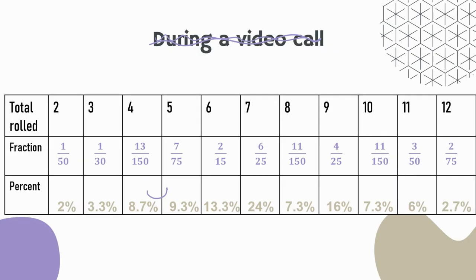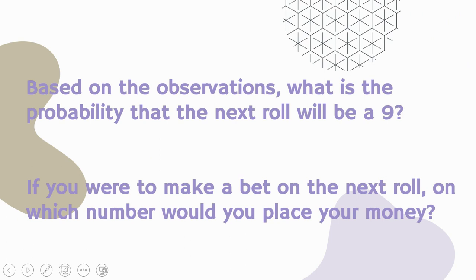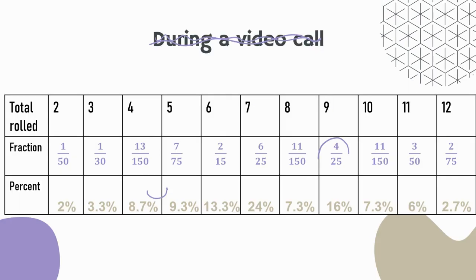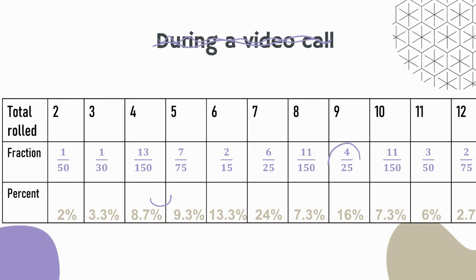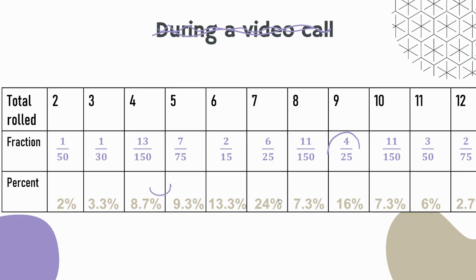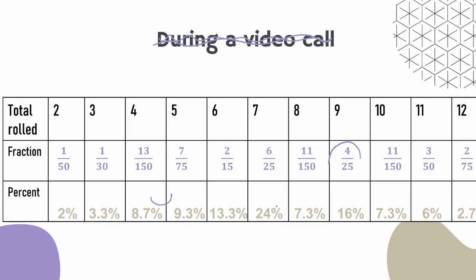Based on the observations that we saw, what is the probability that the next roll will be a 9? Well, let's look. You have a 4 out of 25 chance, or 16%, that the next one is going to be a 9. If you were to make a bet on the next roll, which number would you place your money on? Now, that one's a little bit of a thinker, okay? I like a safe bet, so I'm probably going to go with a 7 because that has the highest percentage of happening, okay?